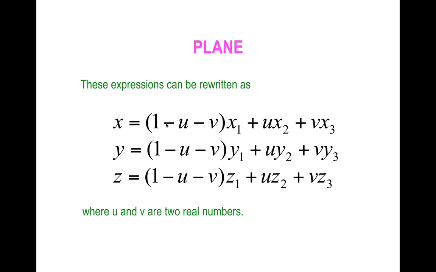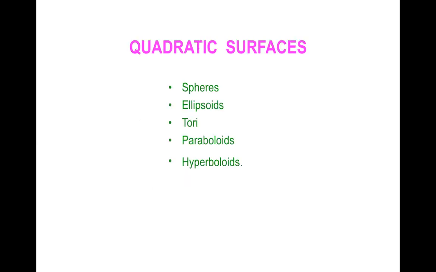When you add these terms, 1 minus u minus v, u, and v, together, they sum to one. So that's why it is the affine combination. Okay, this form of the plane equation is also an affine combination. Affine combination means this one plus u, u will be eliminated, plus v, v will be eliminated. So you can come up with the final result that is one. Okay, this is the plane equation or planar surface, right?